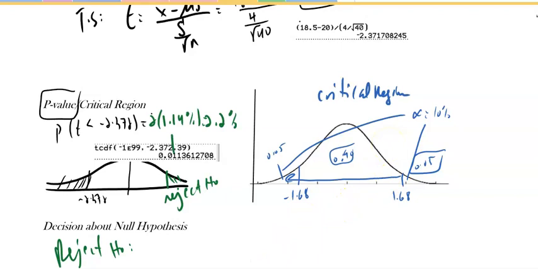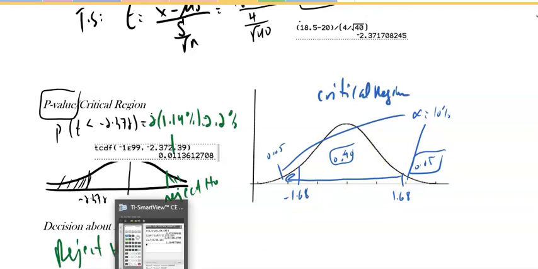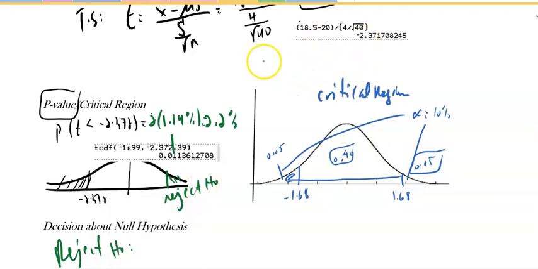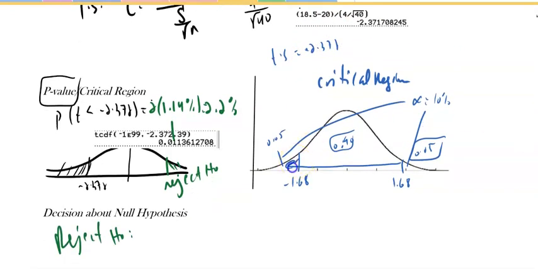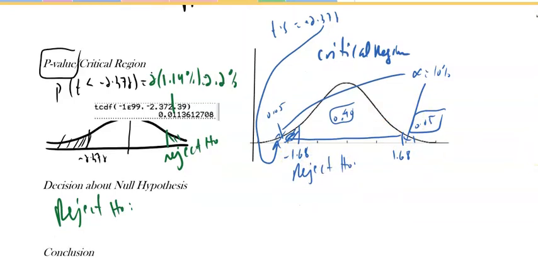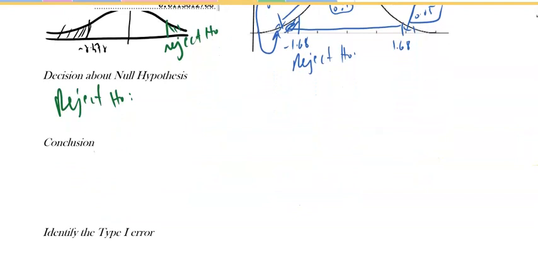So if I look at the test statistics, the test statistics is right there. We already found it. It's negative 2.372. Rejection region is right there and right there. Isn't negative 2.3 to the left of negative 1.68? So we reject the null hypothesis. Both of those should yield the same conclusion. So you reject the null hypothesis.